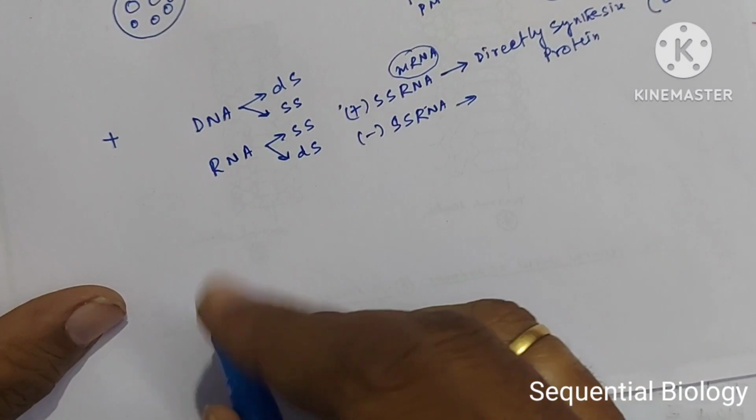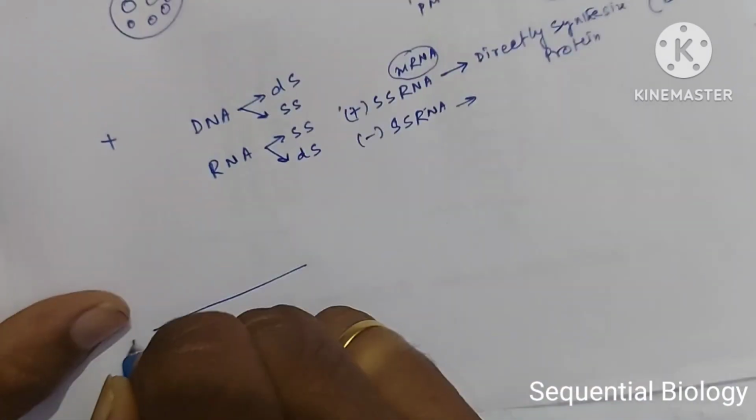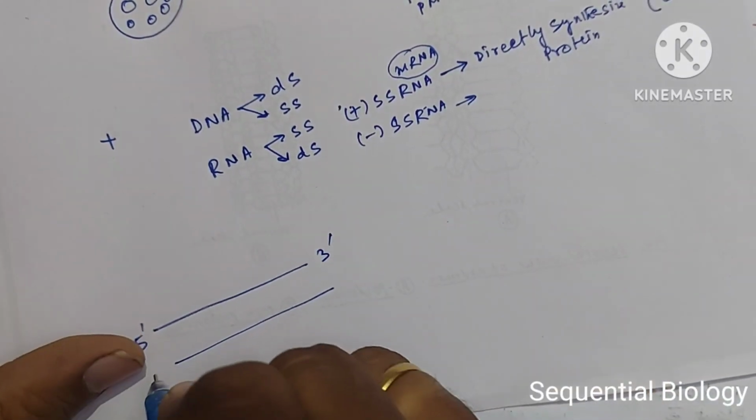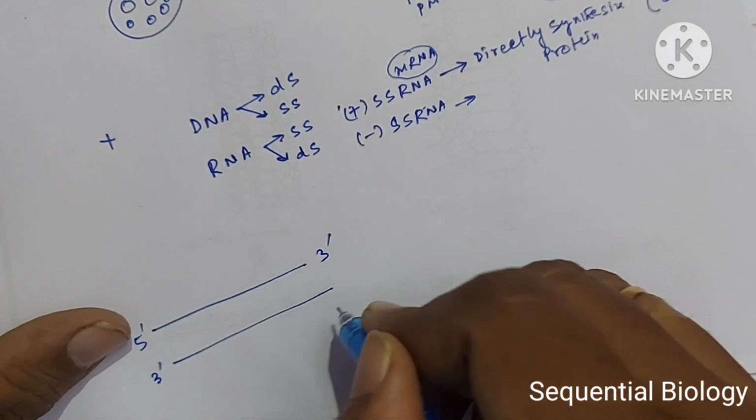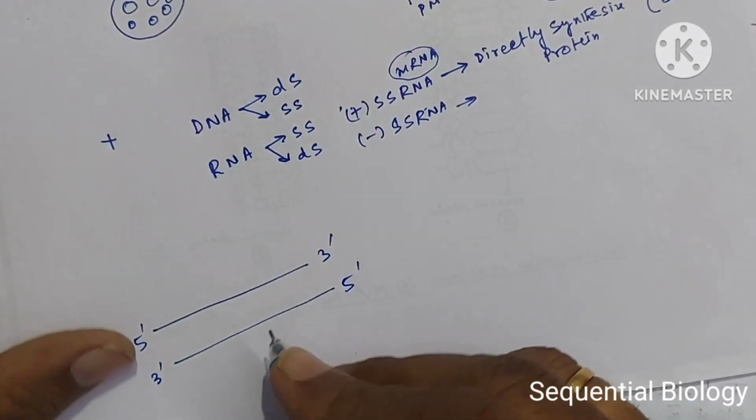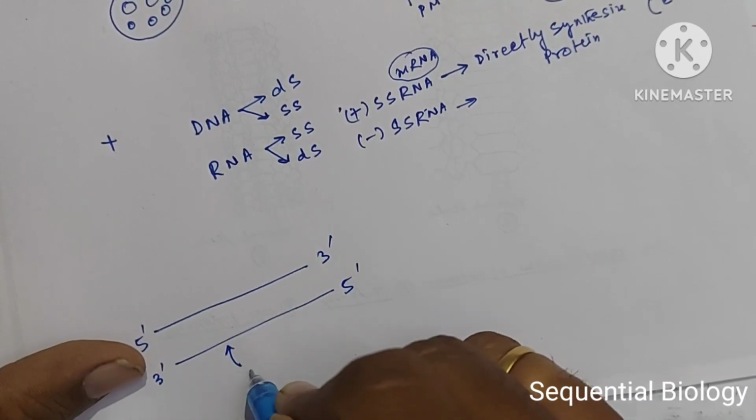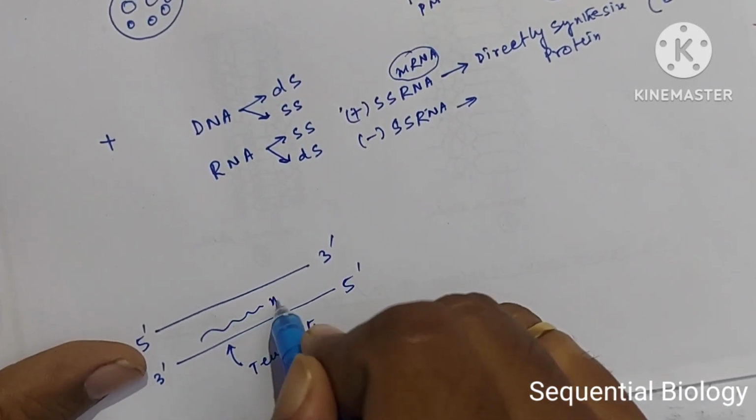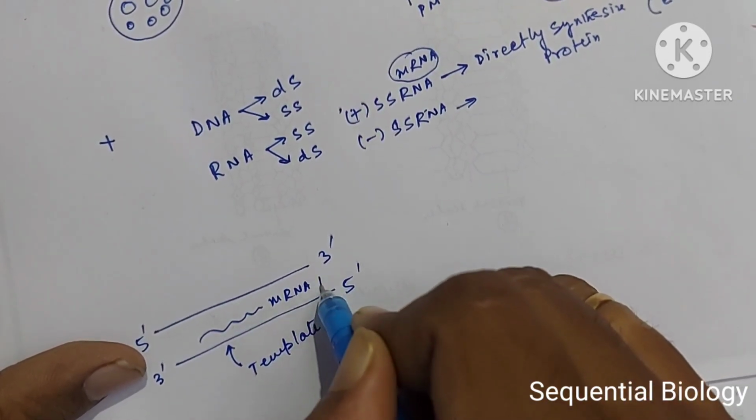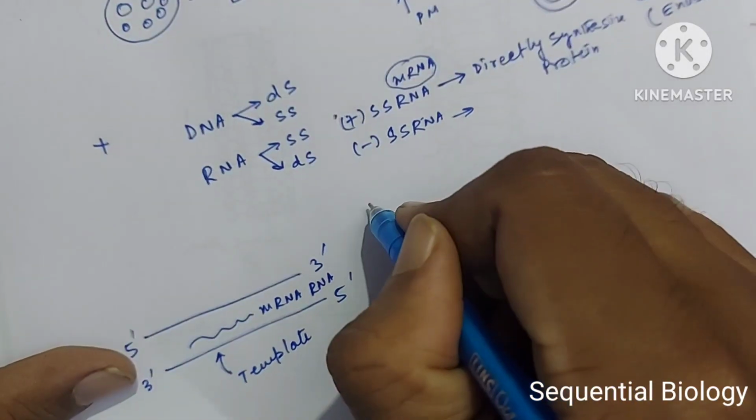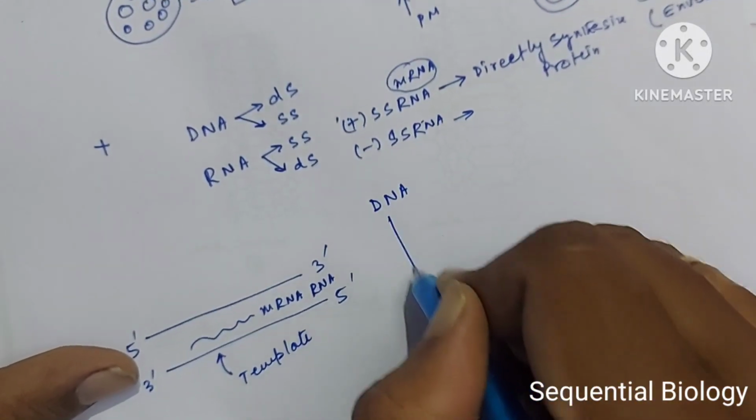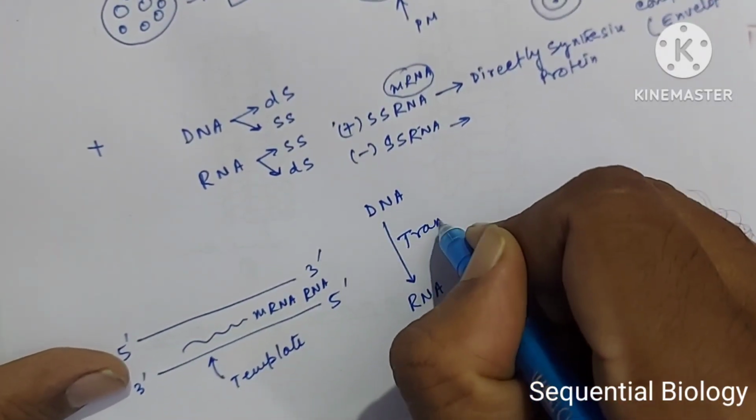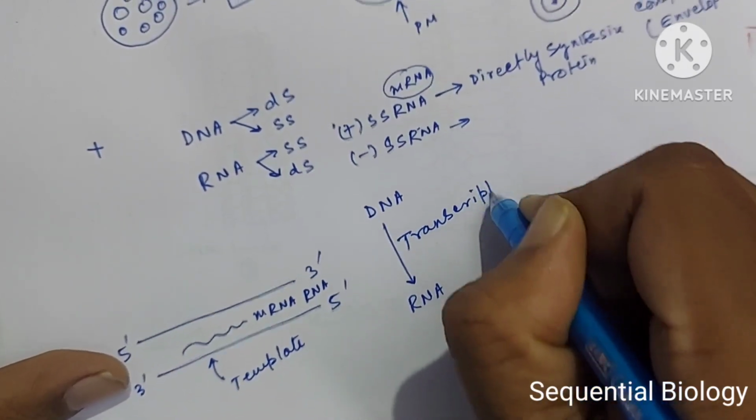Then we know that DNA has two complementary strands. One strand orientation is 5' to 3', and the other strand orientation is 3' to 5', and this 3' to 5' strand serves as the template. From this template strand the mRNA is generally synthesized using the enzyme RNA polymerase. The synthesis of RNA from DNA is called transcription.